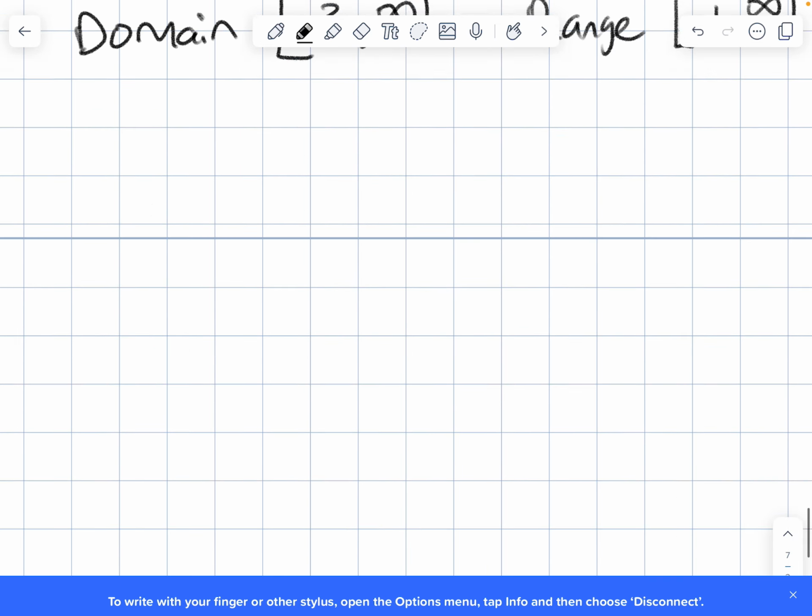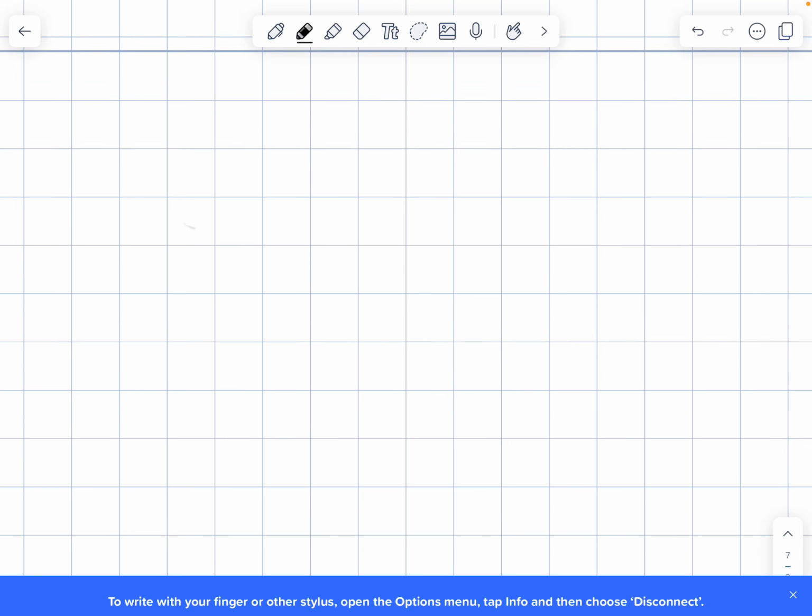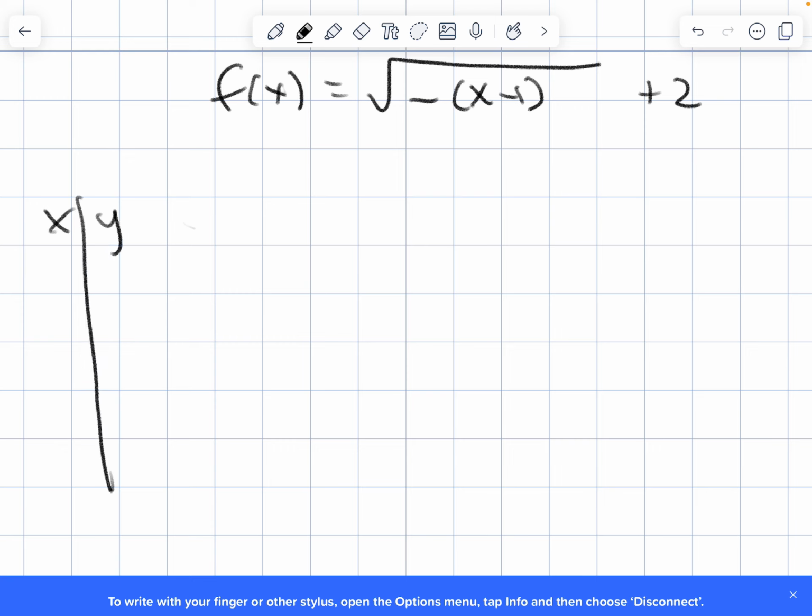Okay, let's go and do that next one. The next one we have is f of x is equal to the square root of -x minus 1, plus 2. So we're going to make our little x and y table here, and let's choose some values. Let's just try 0, just for fun, and see what happens. If we plug in 0, we get that.